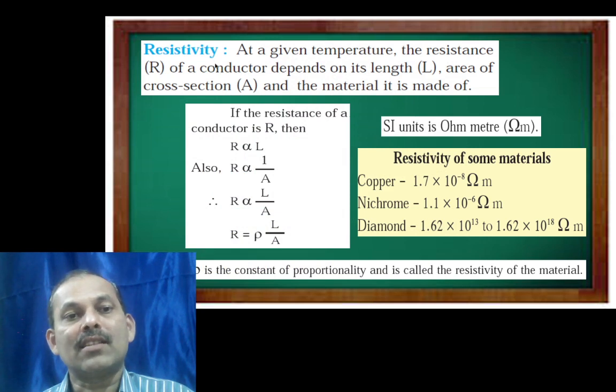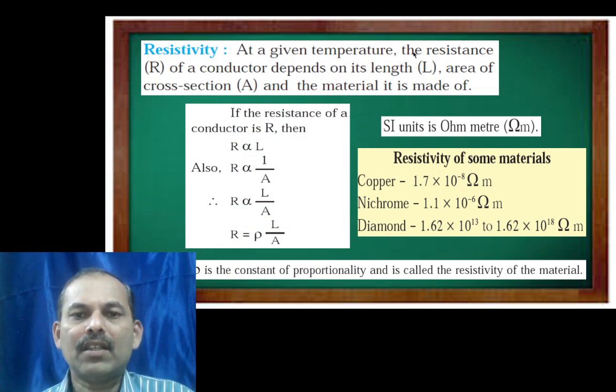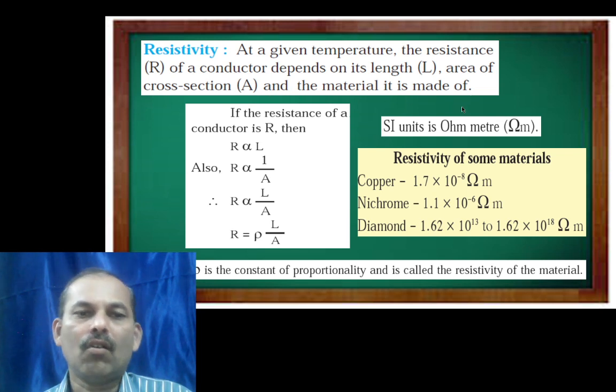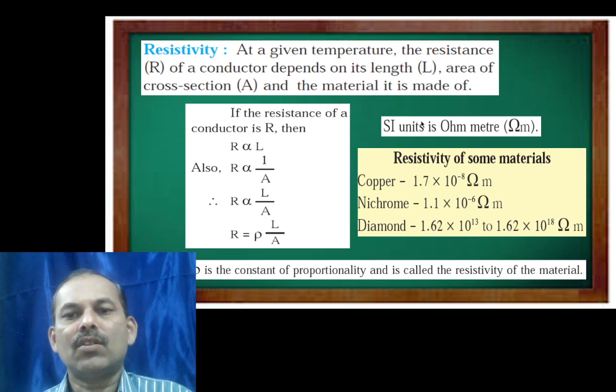Then we will see about resistivity. At a given temperature, the resistance R of the conductor depends on its length, area of cross section A, and the material it is made of. The SI unit of resistivity is ohm meter.